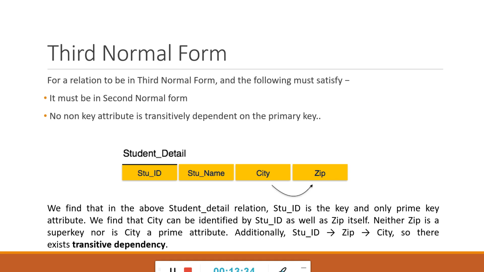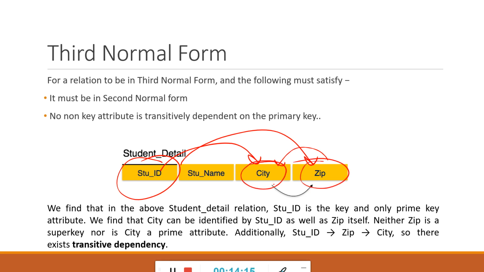So let's come to the third normal form. Third normal form says that there should not be any transitive dependency, no non-key attribute should be able to derive another non-key attribute. In the above example, we can say that from the student ID we can find zip, we can find city, both are okay. But from the city we can find zip, and from the zip we can find city. Though city is not a key, and zip is also not a key, they are able to identify each other. So this should not happen as per the normalization rule. So this is a transitive dependency. This should not occur in the table.